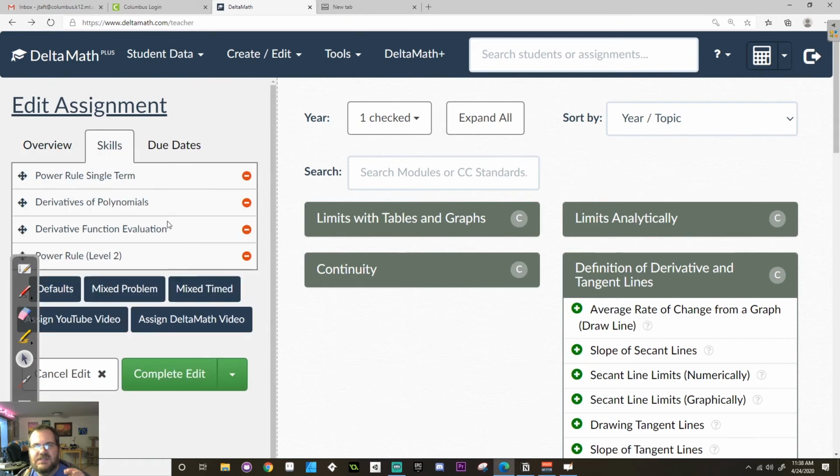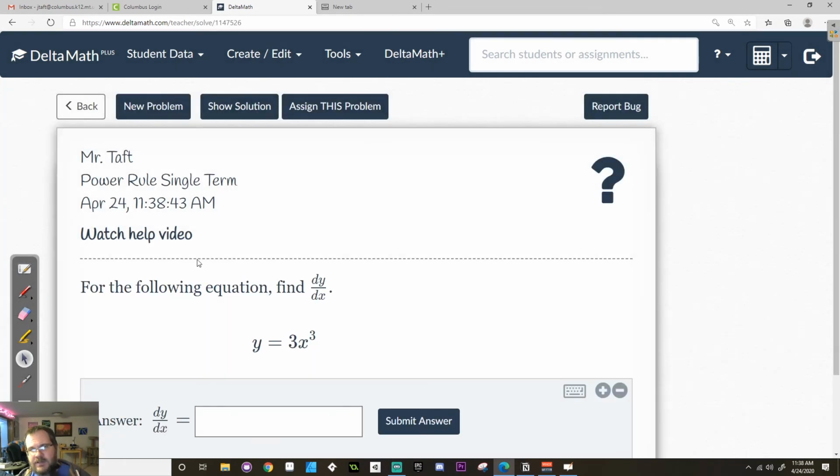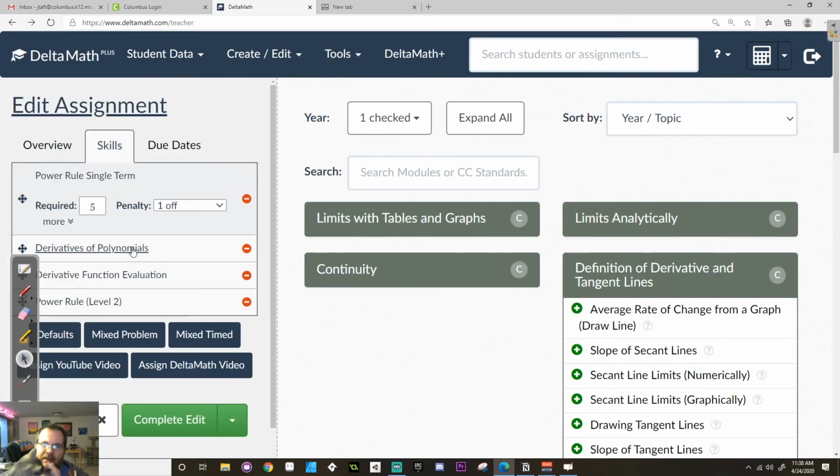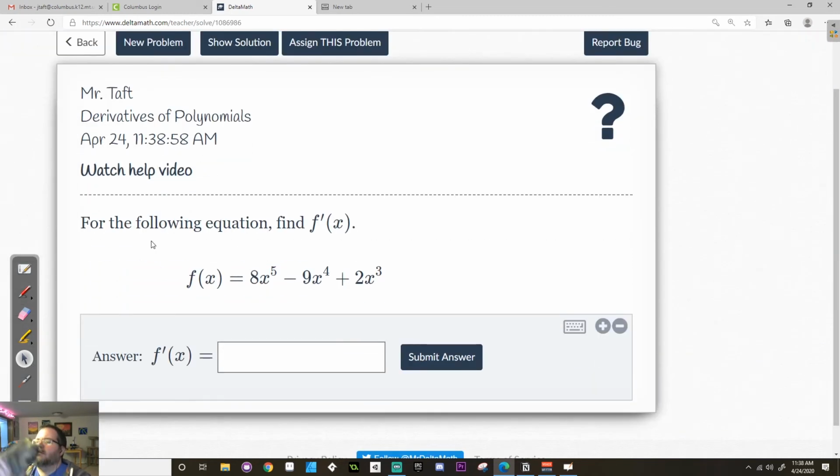So we're going to take a look here at our skills. I'm not going to go through one of each of these. This one should be really easy. The derivative would just be 9x squared. Sorry. And then derivatives of polynomials. So this one shouldn't be too bad. This should be 40x to the fourth minus 36x to the third plus 6x squared.